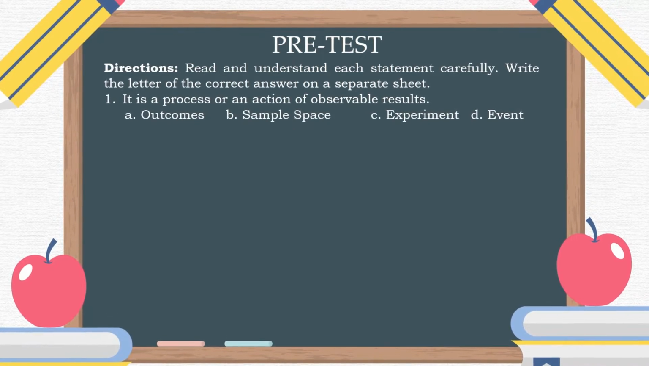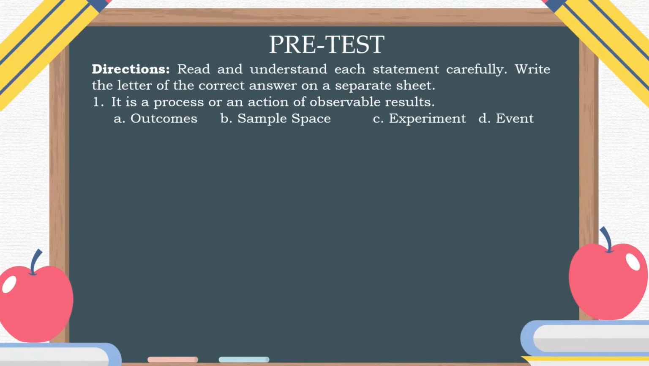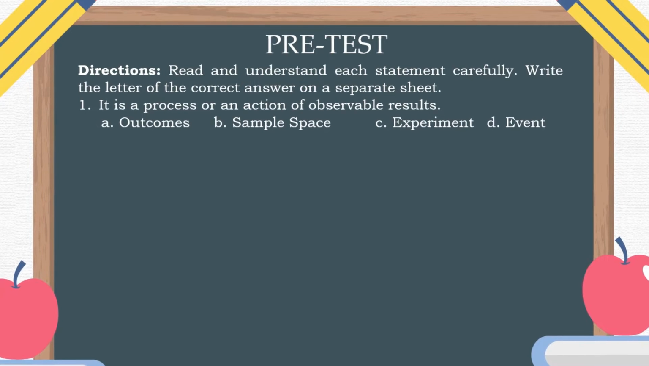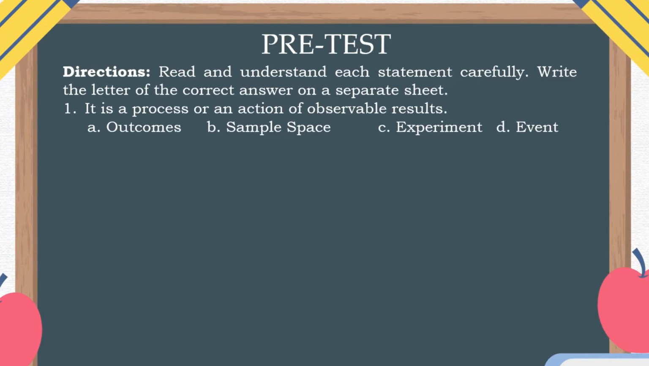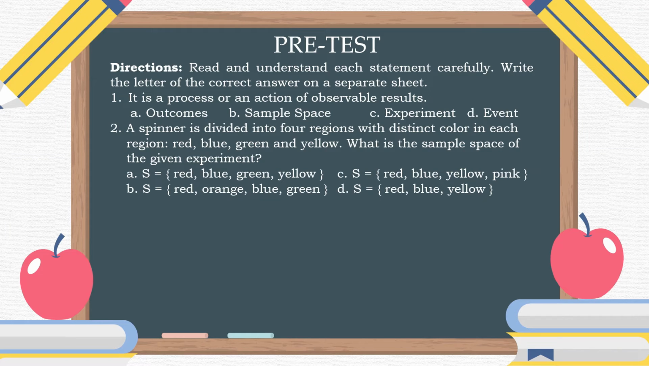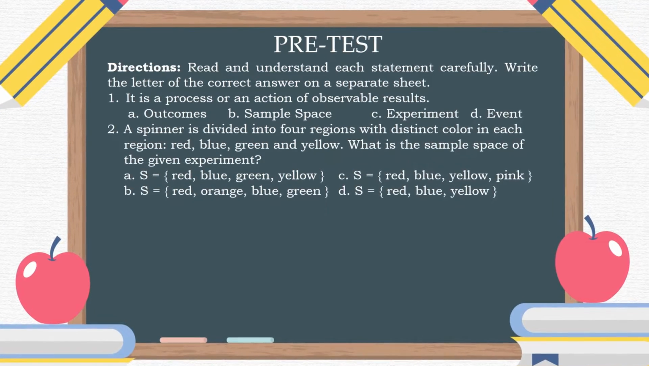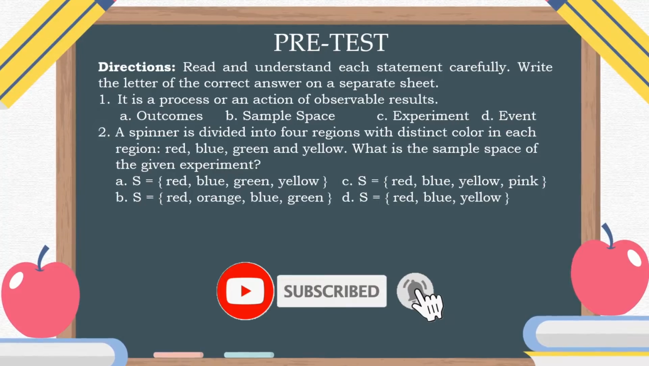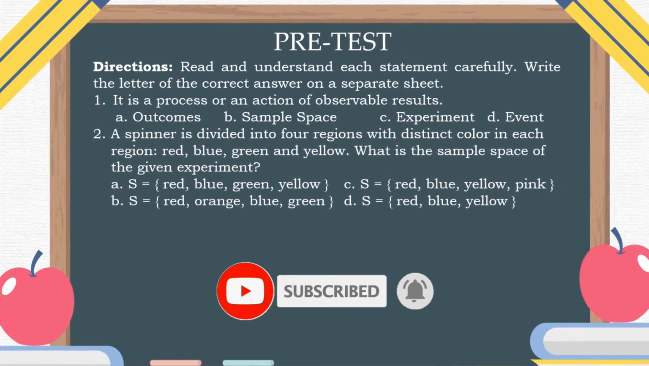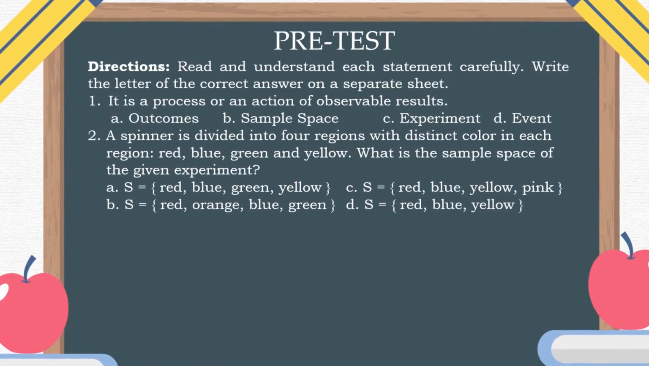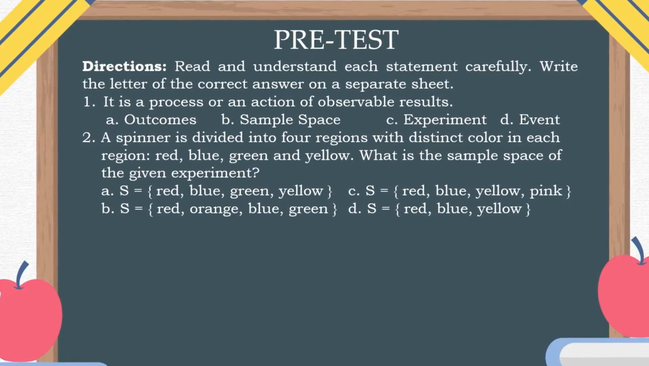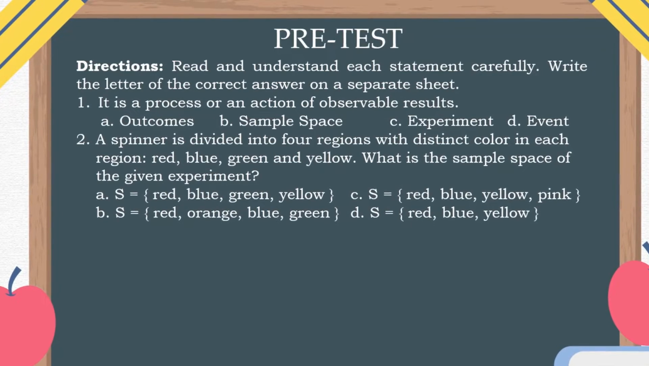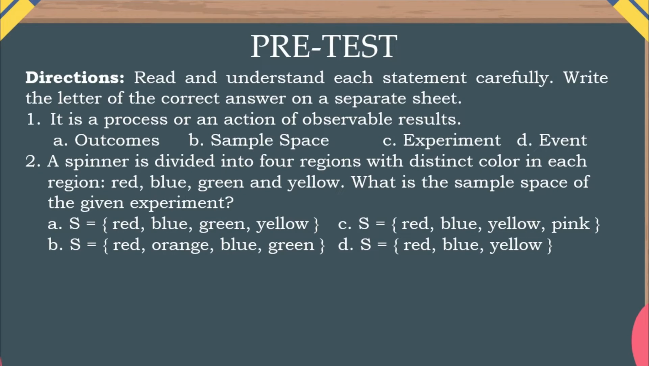Number 1. It is a process or an action of observable results. A. Outcomes. B. Sample space. C. Experiment. Or letter D. Event. Number 2. A spinner is divided into 4 regions with distinct color in each region: red, blue, green, and yellow. What is the sample space of the given experiment? A. S is equal to red, blue, green, and yellow. B. S is equal to red, orange, blue, and green. Letter C. S is equal to red, blue, yellow, and pink. And letter D. S is equal to red, blue, and yellow.